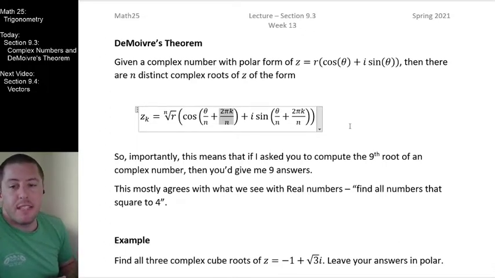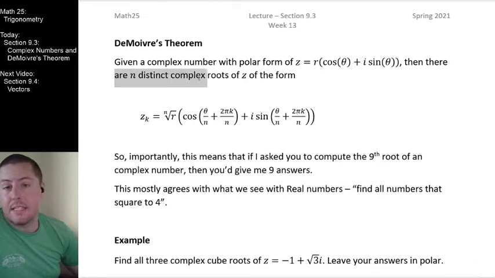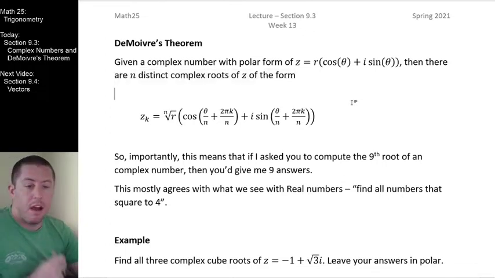De Moivre's theorem says basically, if we're doing fractional powers, that's going to be just as good as when we did our whole number powers up above. We're basically using that same formula, but the one difference is that given a complex number with our typical polar form right there, what we're going to get is that there are n distinct complex roots of z of this form right here.